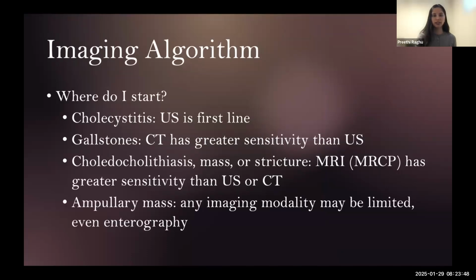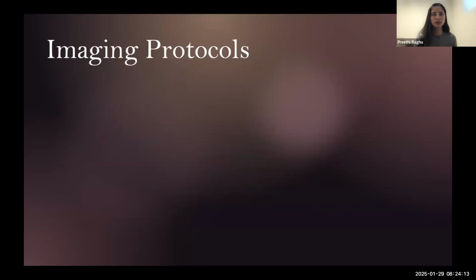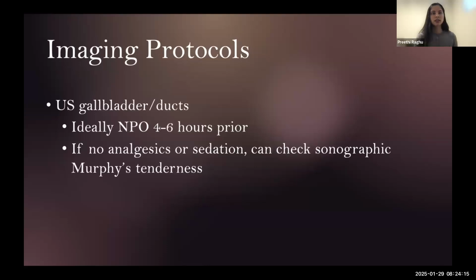And then for ampullary mass, really any imaging modality is limited. So even if you get an MR enterography, we have not been able to see even 3 centimeter ampullary masses because there are just between the folds and the prominent papilla, it's very challenging to find ampullary masses. So I think that unfortunately even enterography can routinely miss.